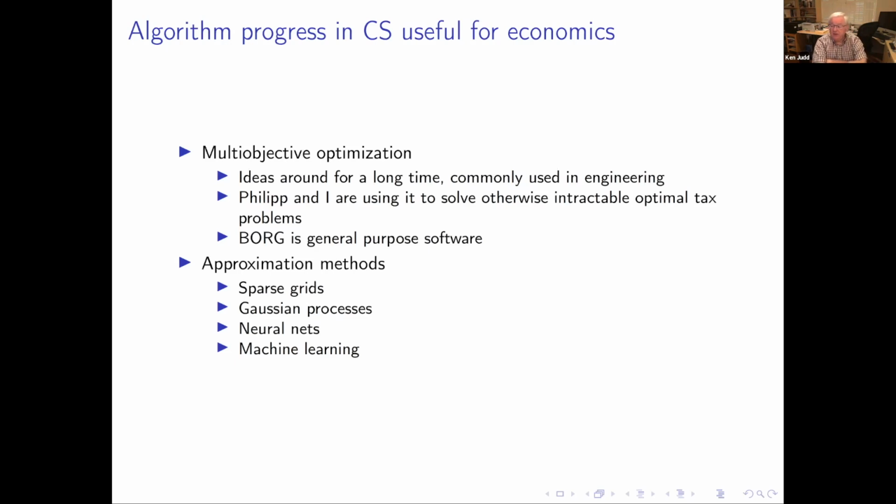And then there's a topic of machine learning, which is becoming popular in some circles. I don't see how it'd be useful for solving the kinds of equations we've been looking at, but who knows? Maybe it could be. So this is all stuff that's out there available for economists to use, and some are starting to use it, and that's great.